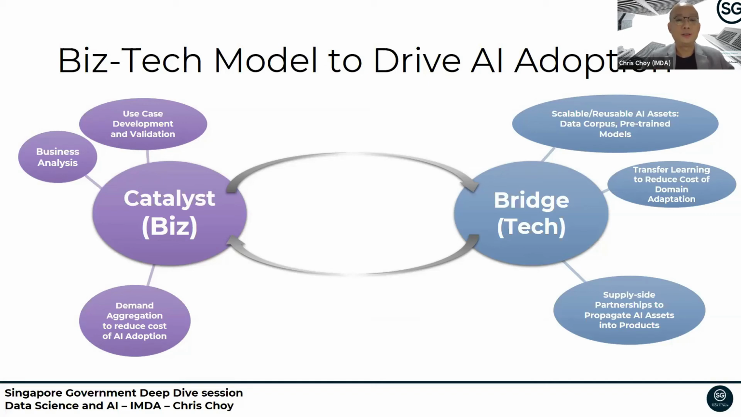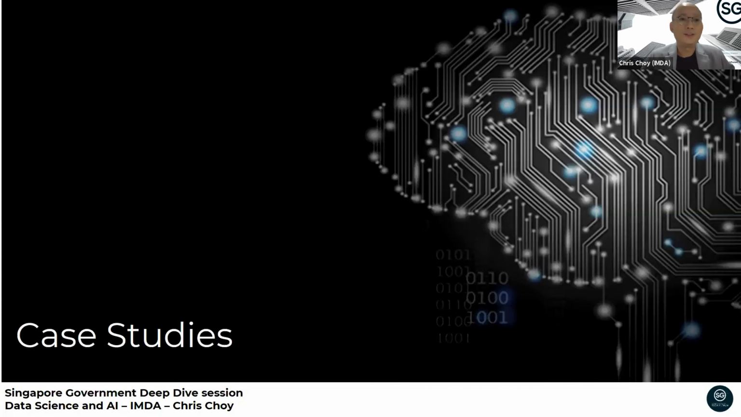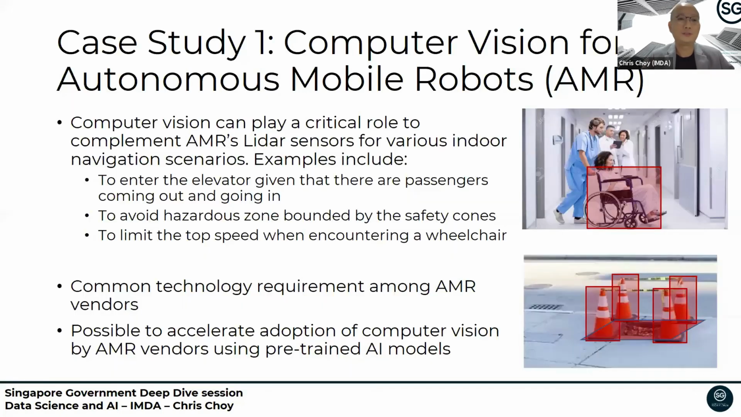So this is how we see the catalyst and the bridge, the beast and the tech interact, consistently generating a potential multiplier effect. And we can scale using this kind of a model. So in order to illustrate more clearly how we're actually doing it, I would like to cite 2 use cases for tonight, or actually for today.